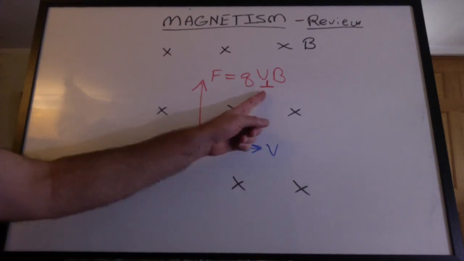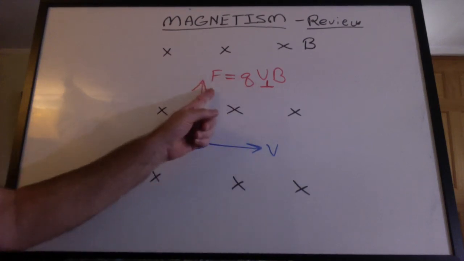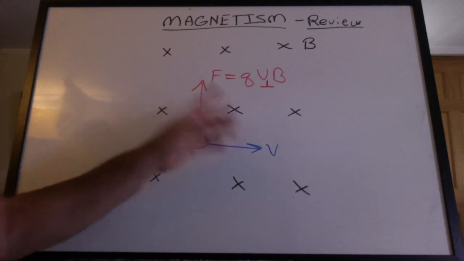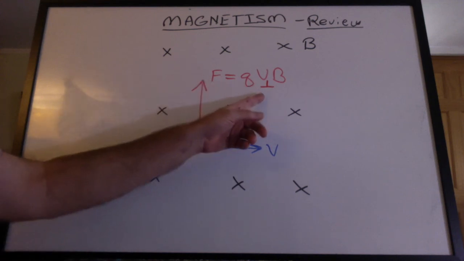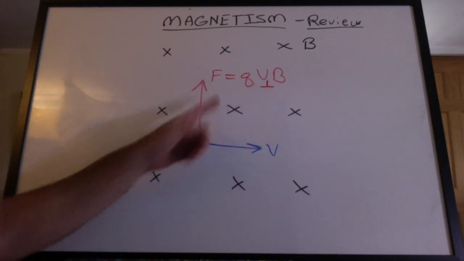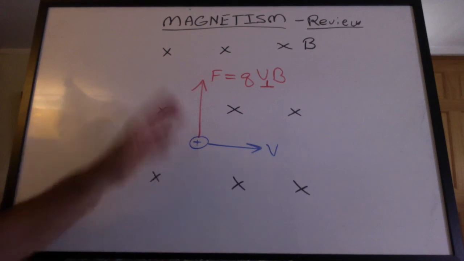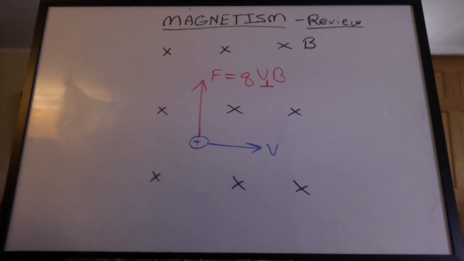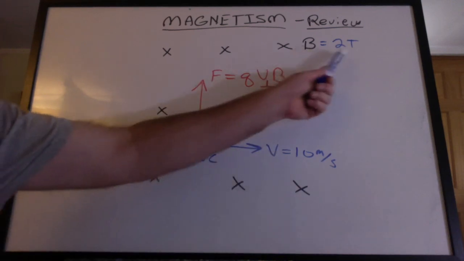Notice that if there's no velocity, you don't get a force. So charged particles moving through a magnetic field will have a force on them. If the charged particle is just sitting there, you don't get the force. The units for the magnetic field are Tesla.